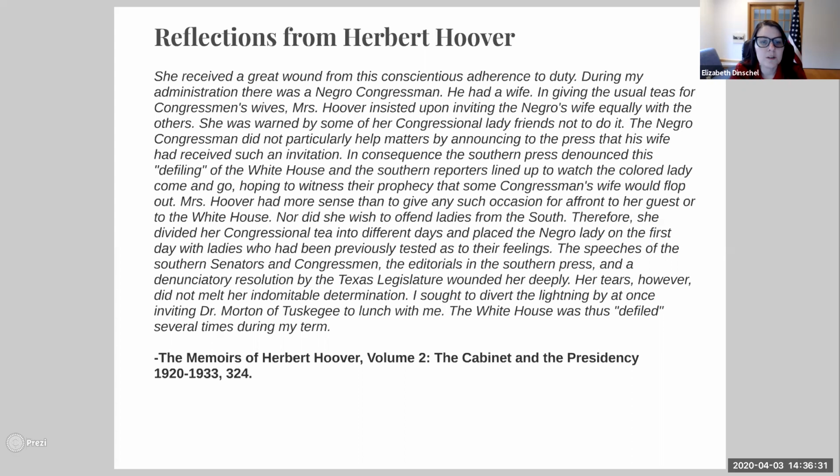Mrs. Hoover had more sense than to give any such occasion for affront to her guest or to the White House, nor did she wish to offend the ladies from the South. Therefore, she divided her congressional tea into different days and placed the Negro lady on the first day with the ladies who had been previously tested as to their feelings. The speeches of the Southern senators and congressmen, the editorials in the Southern press, and the denunciatory resolution by the Texas legislator wounded her deeply. Her tears, however, did not melt her indomitable determination.